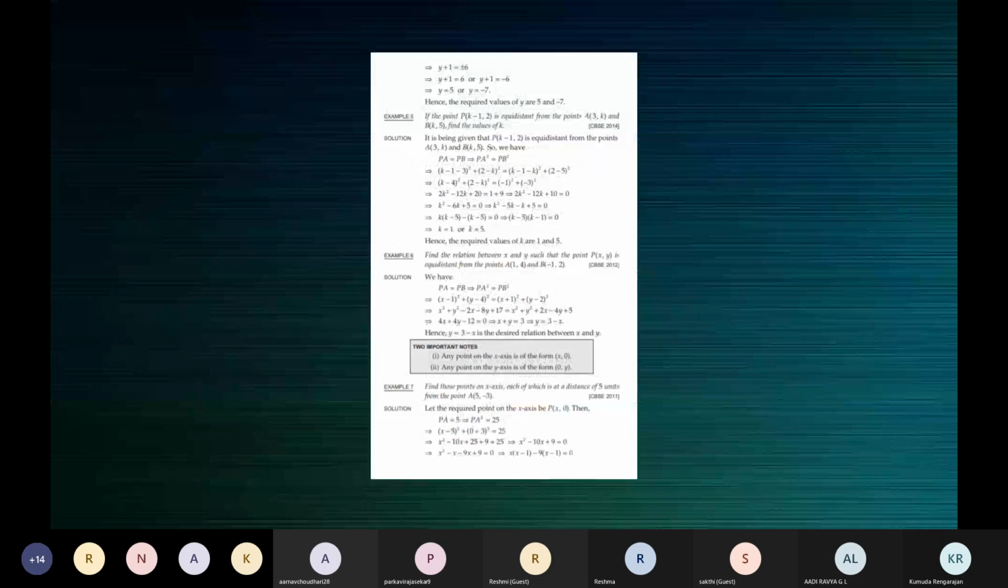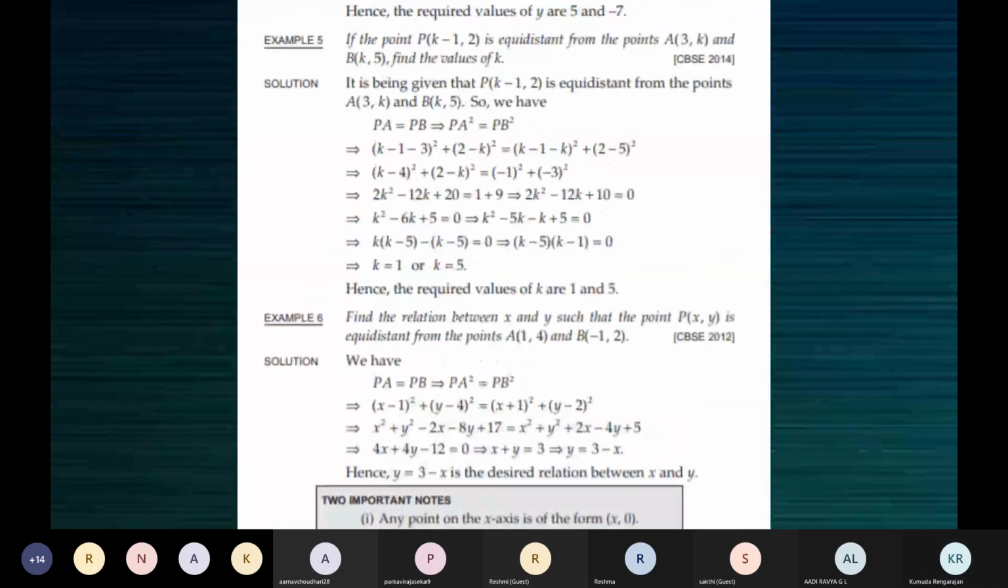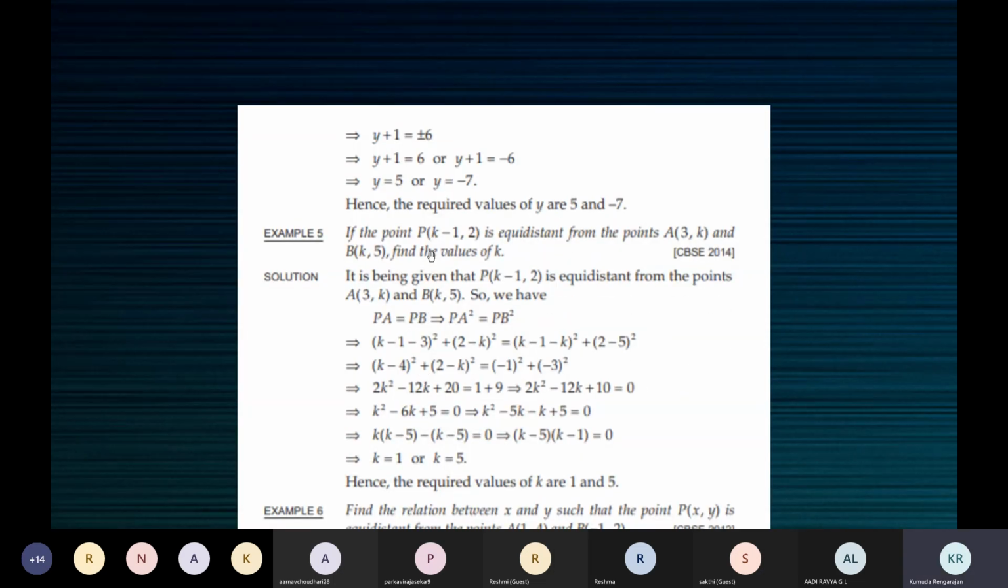Now, the two points are P and A. How do you write PA square? Like you saw for AB square, how do you express PA square? PA square will be K minus 1 minus 3, the difference between the x coordinates. K minus 1 minus 3 the whole square, plus the difference between the y coordinates, 2 minus K or K minus 2 the whole square.